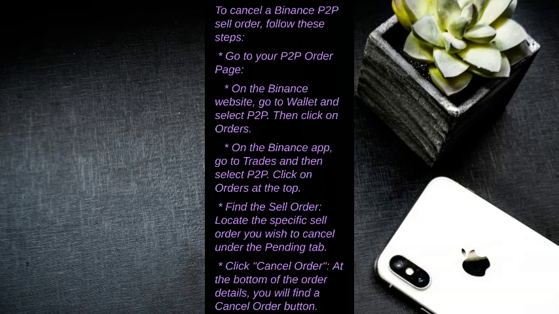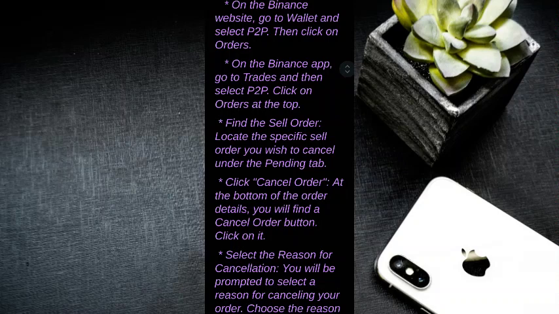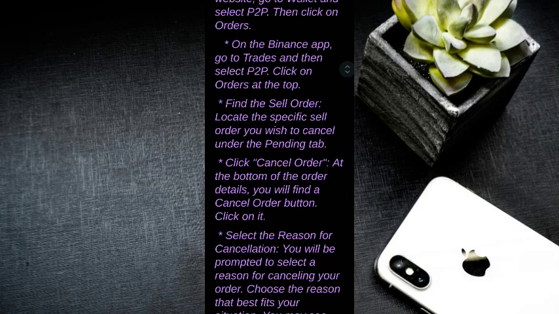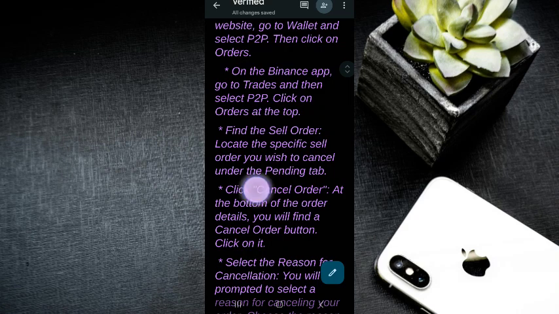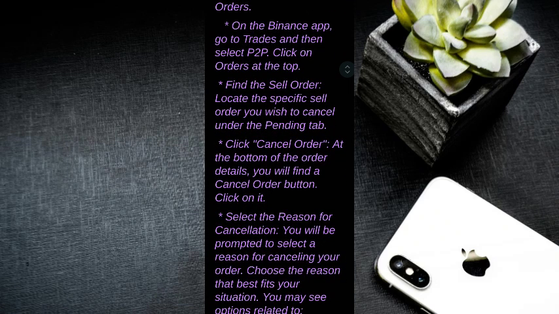If you're using an app, go to the Binance app, go to trades and then select P2P, click on orders at the top. Then next you're going to find the sell order, whether you're using the website or the app. After doing the first step, you find the sell order which you wish to cancel. You see it under the pending tab, then click cancel order.